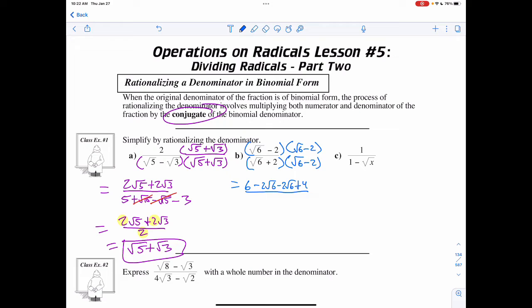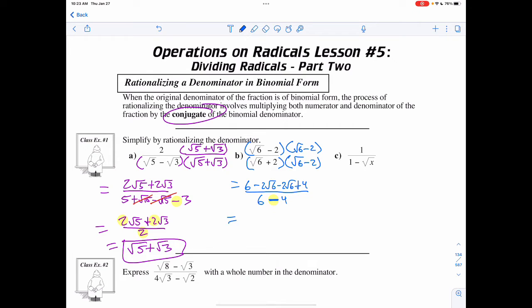In the denominator, remember, we said because it's always going to cancel out the middle two terms, I can take the first term squared, so root 6 times root 6 is just going to give me 6, minus, they always have to be subtracted from each other, just like what we had in here, minus 2 times 2 is going to give me 4.